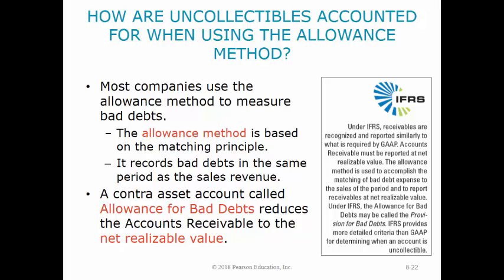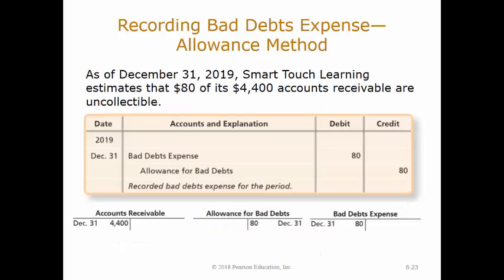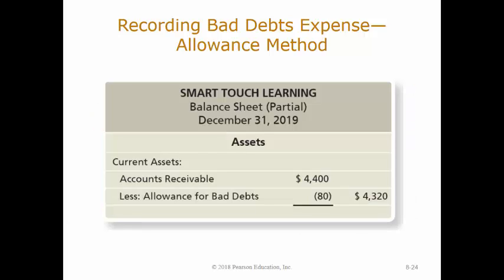The net realizable value is the net value a company expects to collect from its accounts receivable. Net realizable value is accounts receivable less allowance for bad debts. The entry to establish the allowance for bad debts associated with the accounts receivable balance will include a debit to bad debts expense for $80 and a credit to allowance for bad debts for $80. Accounts receivable will be reported on the balance sheet, but it will now be shown at the net realizable value.